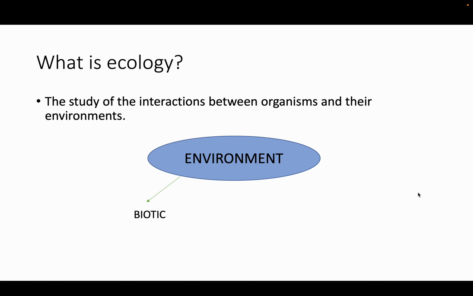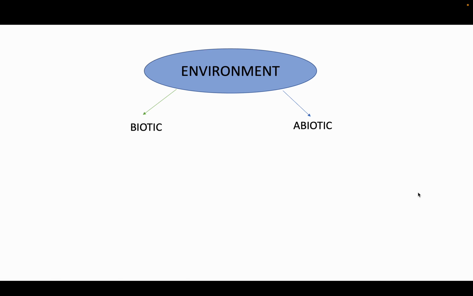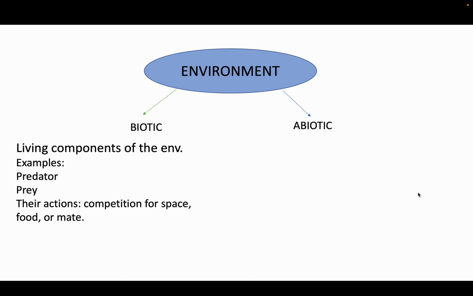So if we take a step back, we can take a look at the environment and break it up into two variables. We have the biotic factors. This is going to be the living components in the environment, and the abiotic factors. These are the non-living variables in the environment. So examples of biotic factors include predators, prey, so any living organisms, trees, flowers, plant life in general, they are considered living. But it's not just the physical living organisms themselves, it's also their actions. So if animals are competing for space, if they're competing for food or mating, this is all considered biotic factors as well. So competition for resources, etc.